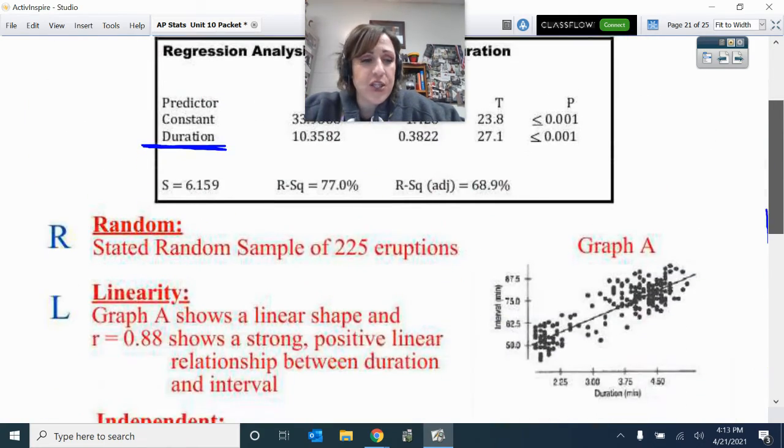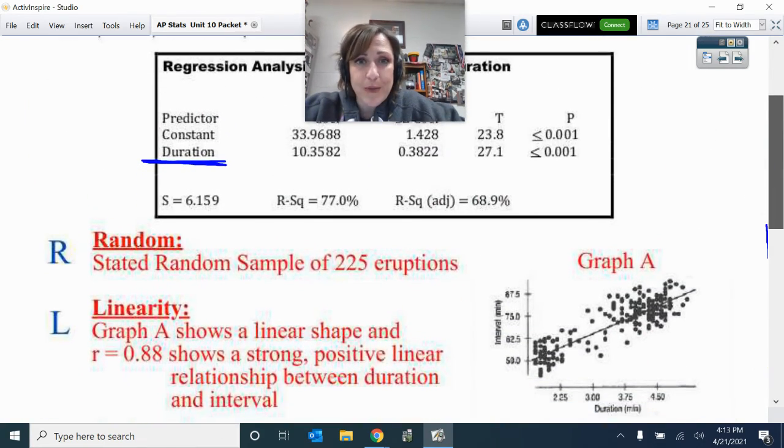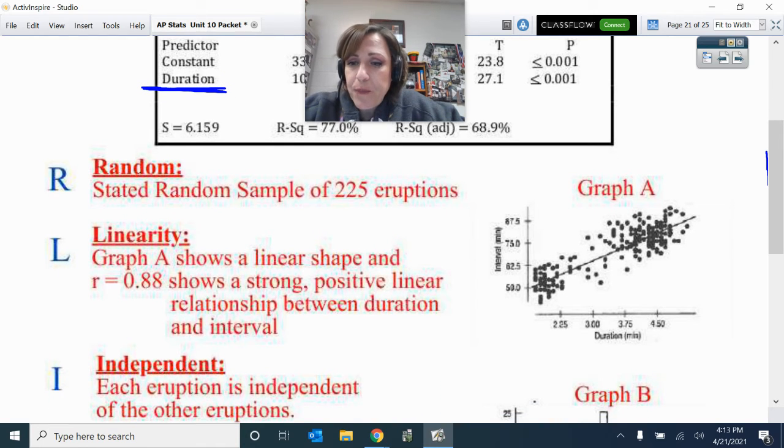Before we get into all of the information that we specifically write, let's take a look at graph A. Graph A has the duration as x and the interval as y. So I can tell this one is just a straight up XY graph.